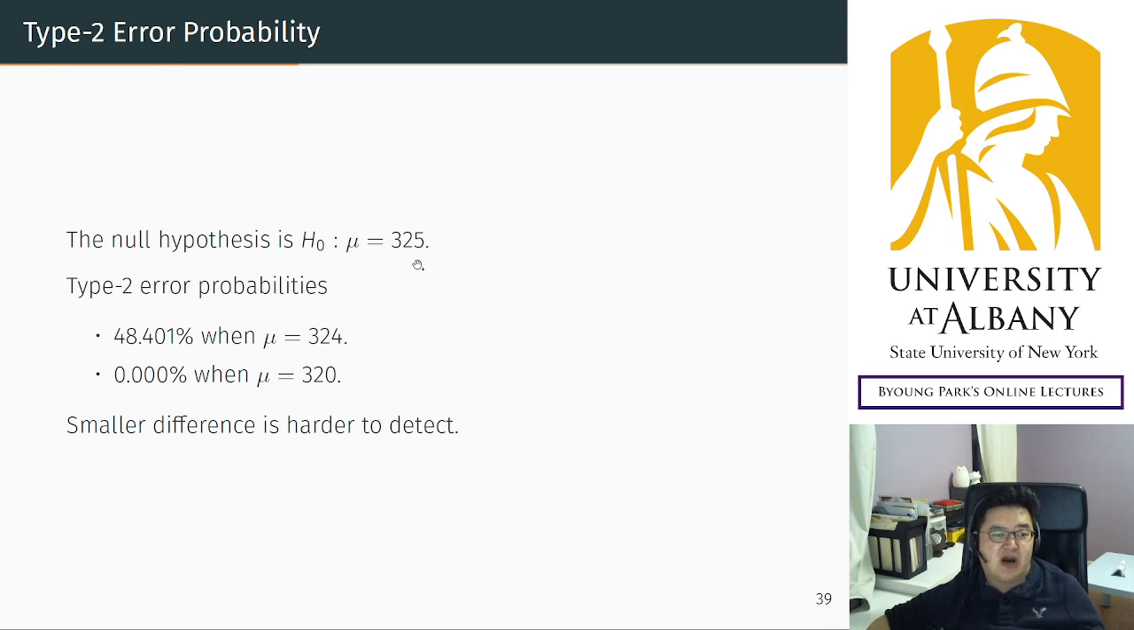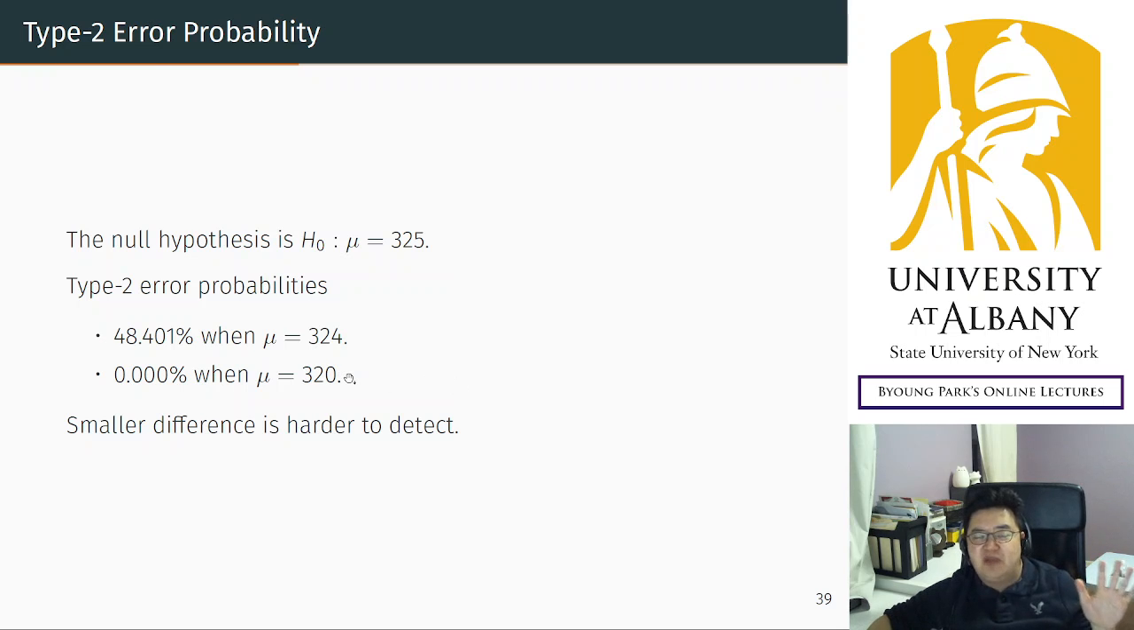Then what causes the difference? That's because the null hypothesis is 325, but say that the correct aspirin should have 325 milligram. But there are two fake drugs. One has 324 milligram and the other has 320. So 1 milligram difference and 5 milligram difference.